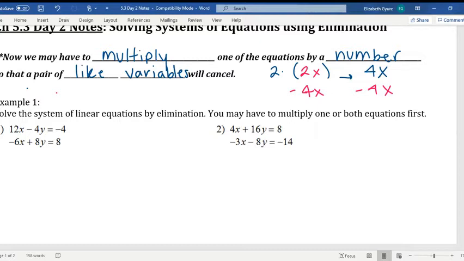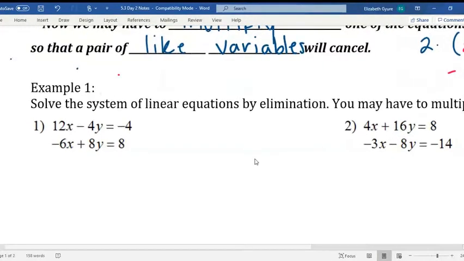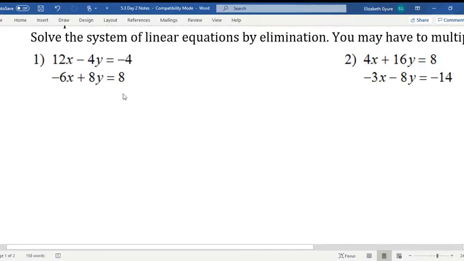Okay, so if you take a look at number 1 here, this is set up in the same way we looked at problems the other day, right? Everything's stacked up nicely. X's are above X's, Y's are above Y's, equal signs are above equal signs. We got our numbers. But if you go through and look at this, will a 12x cancel out with a negative 6x? Yes or no? Nope, those won't cancel. Okay, will a negative 4y cancel with an 8y? No, so that's a bummer.